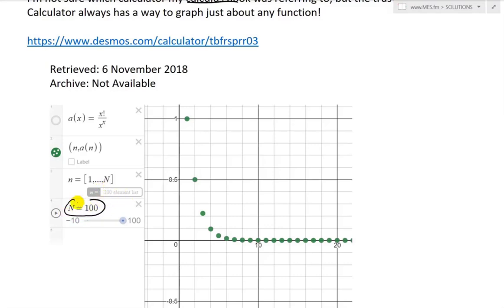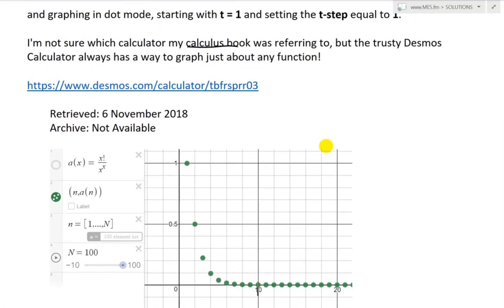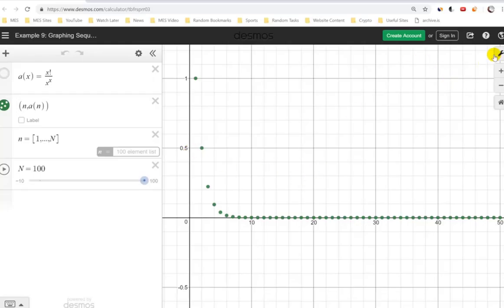Then I have set up capital N equals 100. So we have a 100 element list, and all this stuff is just 1, 2, 3, 4 all the way to 100. And as you can see, we have a sequence like this, and it converges right to 0 very quickly. And let's just click this and play around with this graph. Very fascinating stuff. Alright, so here's the graph.